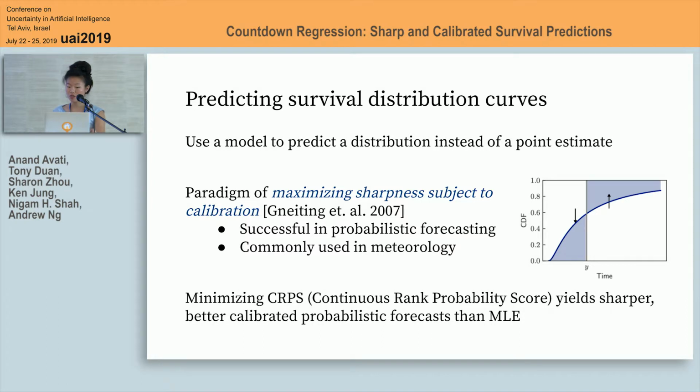One such objective that's commonly used is called CRPS, or the Continuous Rank Probability Score. Minimizing CRPS yields sharper, better calibrated probabilistic forecasts than maximizing the likelihood. It's widely studied and noted that MLE makes models more conservative, sometimes producing higher variance predictions, analogous to M-projection, and thus can go against the principle of maximizing sharpness. So we use CRPS as a robust alternative to MLE, and Tony will speak more about how we incorporate that.